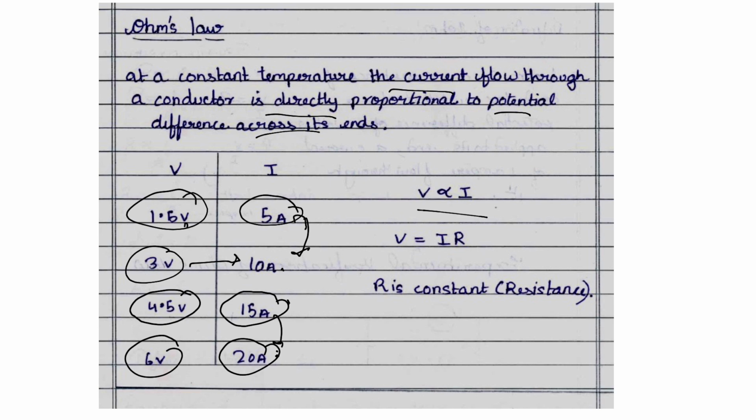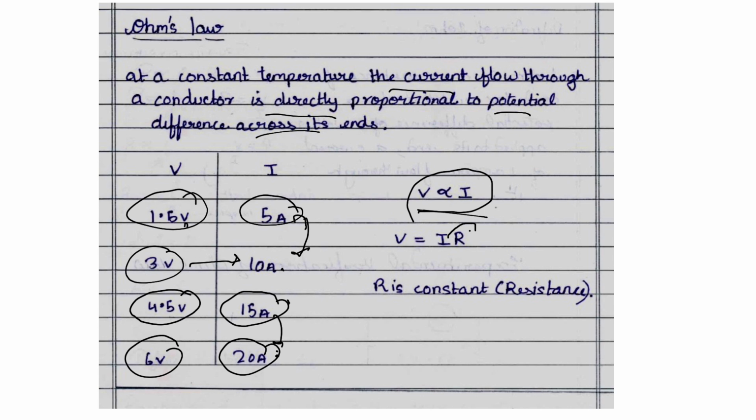Here also you can see 1.5, double is 3, then 3 ones, 4 ones. You can see it is increasing like that. So we can say voltage is directly proportional to current. This is Ohm's law for any resistance. Here R is constant.